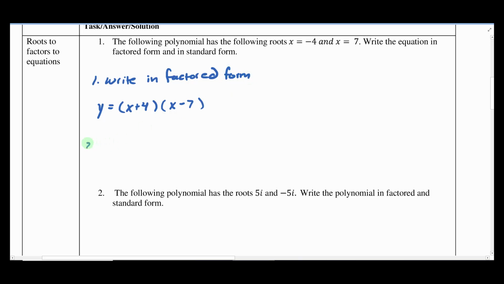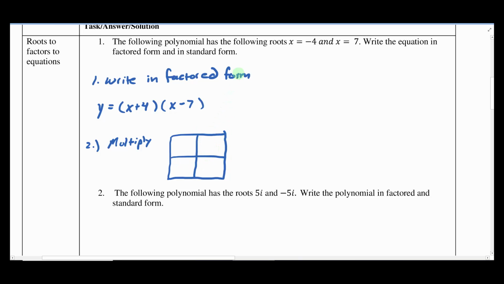The second thing we're going to do is multiply these two factors out. So to get to standard form, we need to multiply out. And I'm going to do that using my box. The box is a great tool to help us multiply expressions like this. Okay, let me set this up.